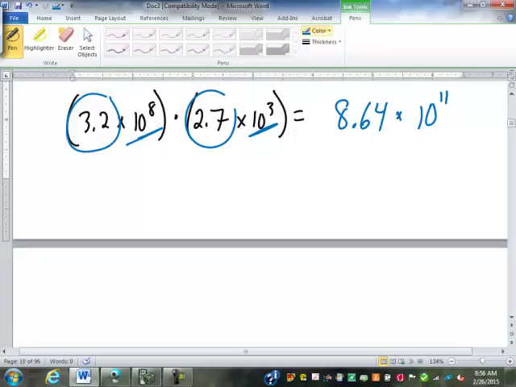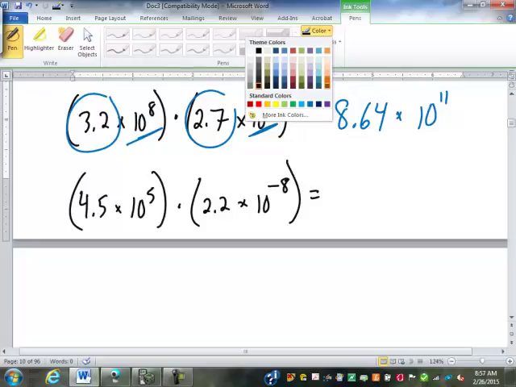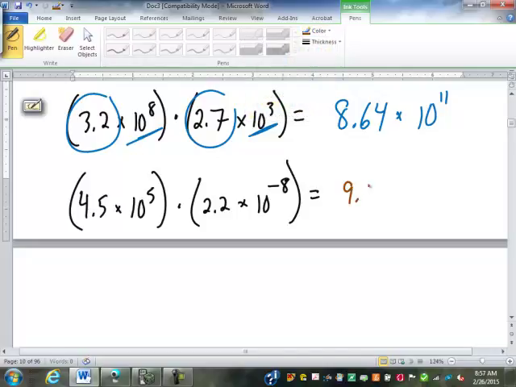Oh, that's nice. I like multiplying. What if you have 10 to the 6 and another 10 to the 6? Do you add them to 10 to the 12? Yes, you would. When you're multiplying. So what do we do here? 4.5 times 2.2 is 9.9. Times 10 to the negative 3. Very good. 5 plus negative 8 is negative 3.